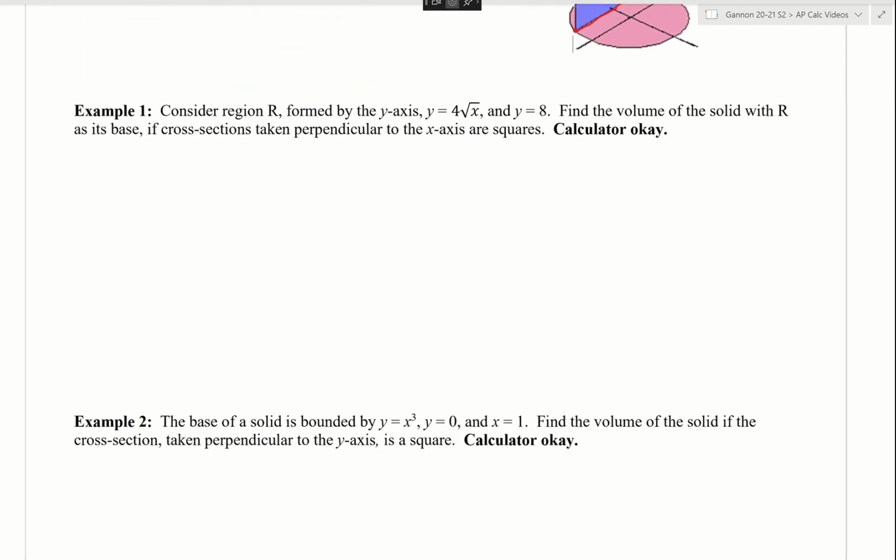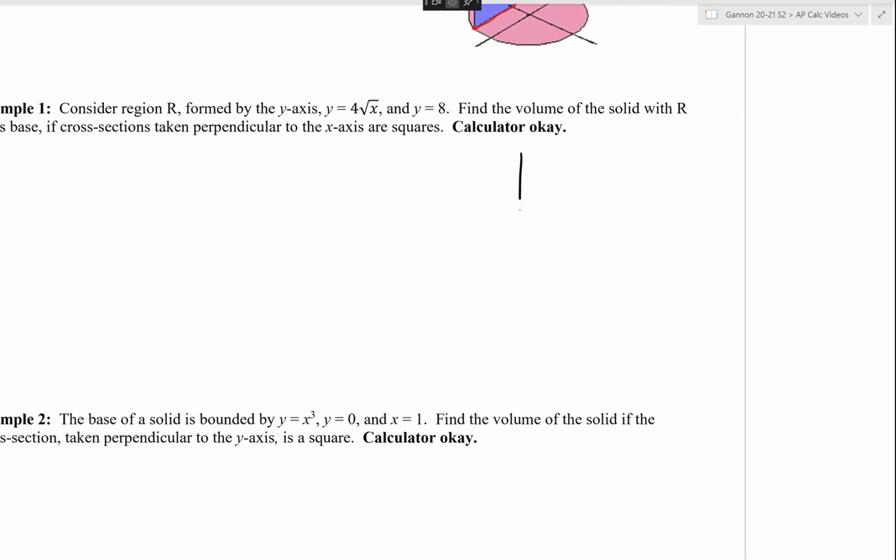So it says, consider the region R formed by the y-axis, the function y equals 4 radical x, and y equals 8. We want to find the volume of the solid with R as its base. Okay, so that shaded region is going to be our base, if the cross sections taken perpendicular to the x-axis are squares. All right, so let's get an idea of what's going on.